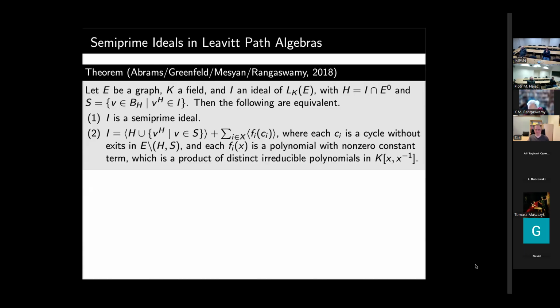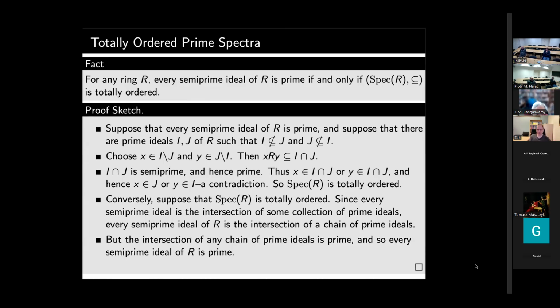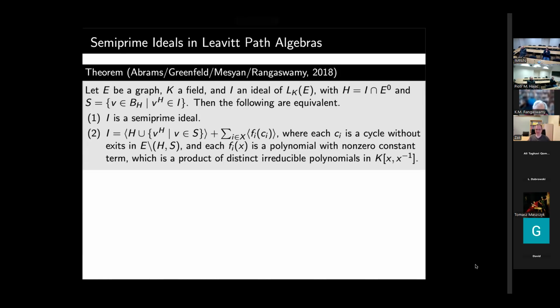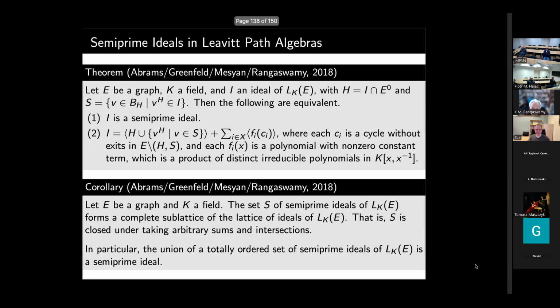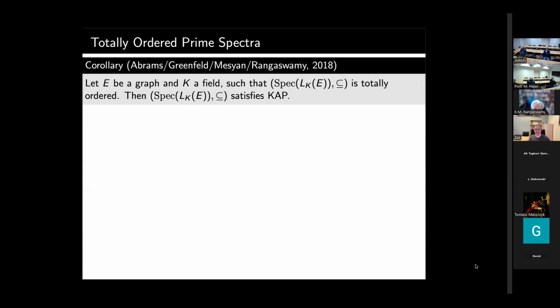You have 4 minutes. Right. But you see, there's the semi-prime business. The next thing we had to do was describe the semi-prime ideals in the Leavitt path algebra, and we did that. It turns out that they form a complete sublattice of ideals in a Leavitt path algebra. In particular, if you take a chain of semi-prime ideals and take their union, you get another semi-prime ideal. In general, that's not true, but in a Leavitt path algebra, it is. This allowed us to show some interesting things.